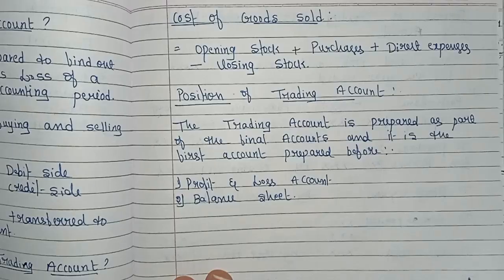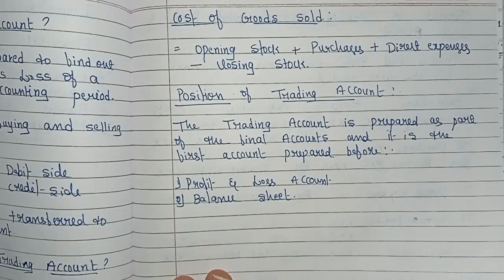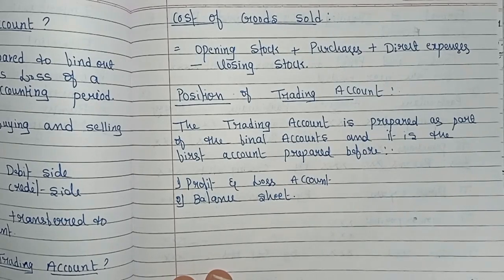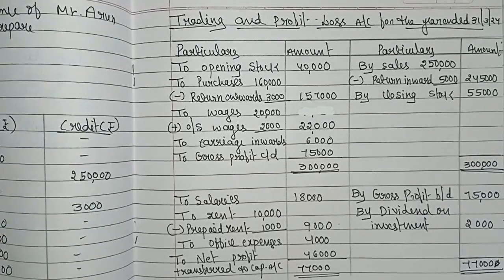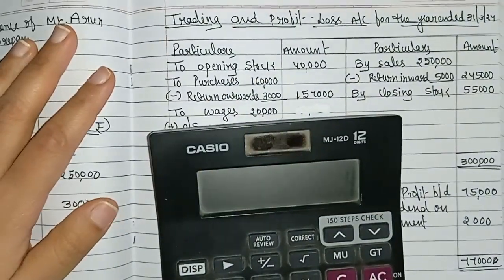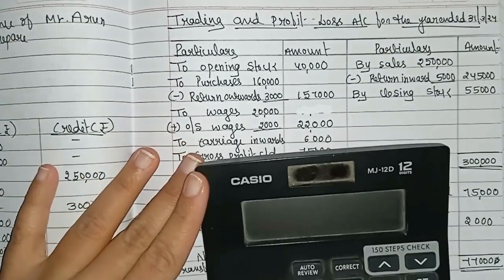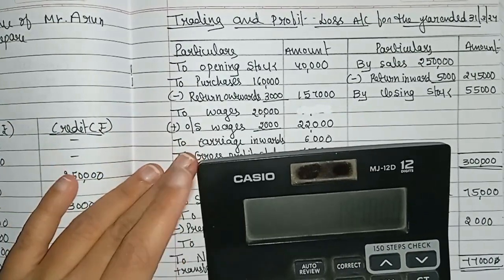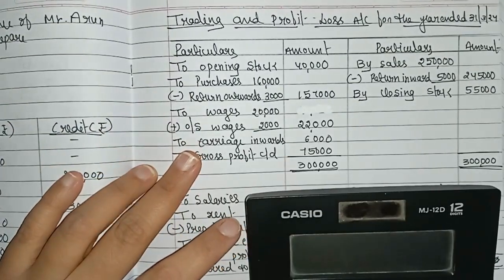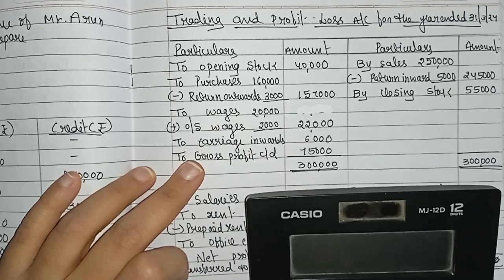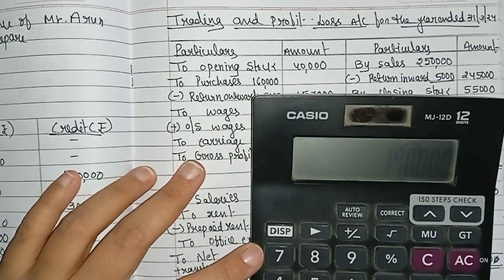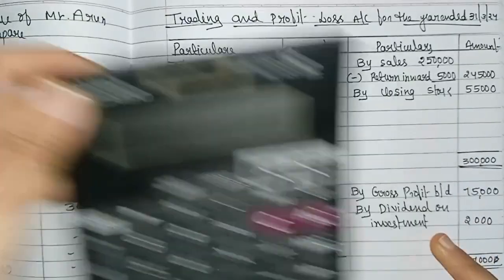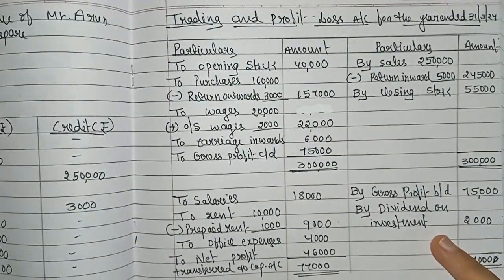Now here we can find out the cost of goods sold also. So what is the formula of cost of goods sold? Opening stock plus purchases plus direct expenses minus closing stock, right? In the last class we learned, right? Opening stock how much? That is rupees 40,000 and purchases 1,57,000. Add direct expenses, wages and carriage inward, minus closing stock, how much? That is rupees 55,000, means rupees 1,70,000, that is our cost of goods sold.